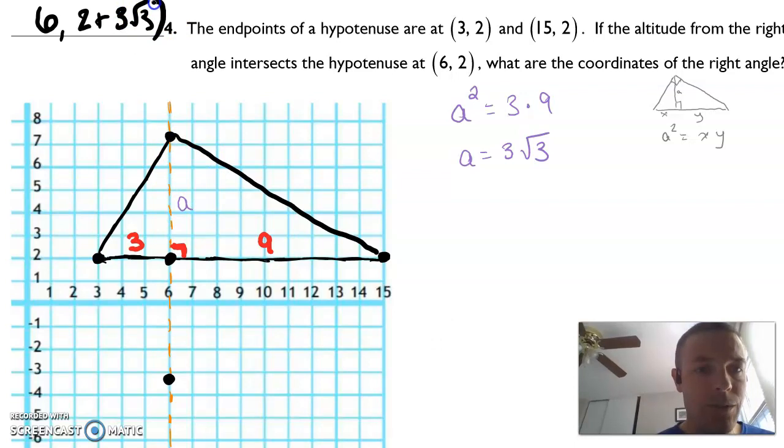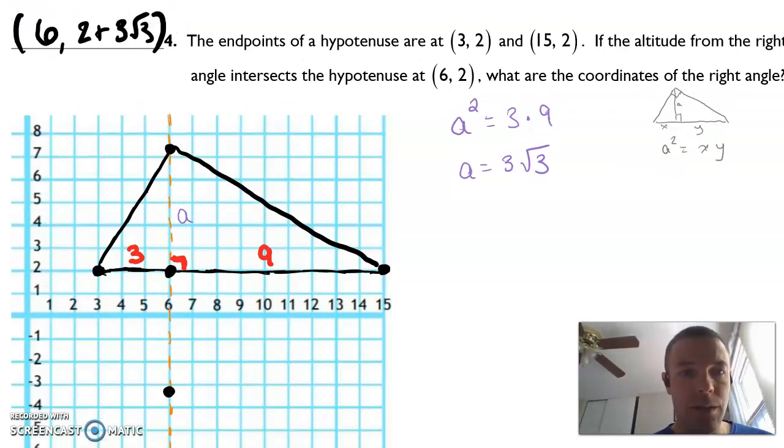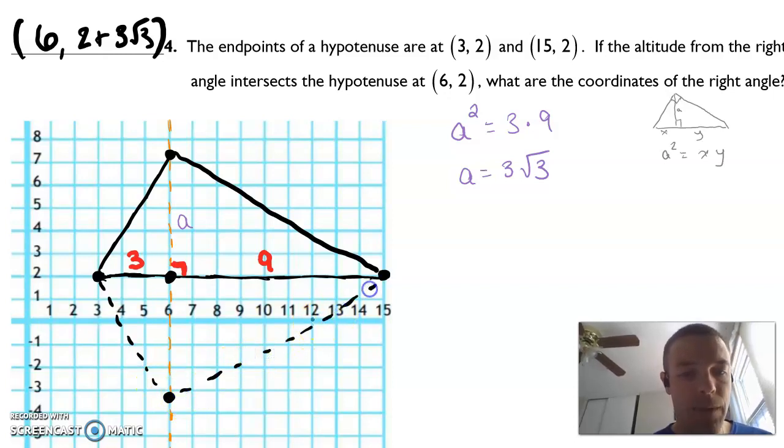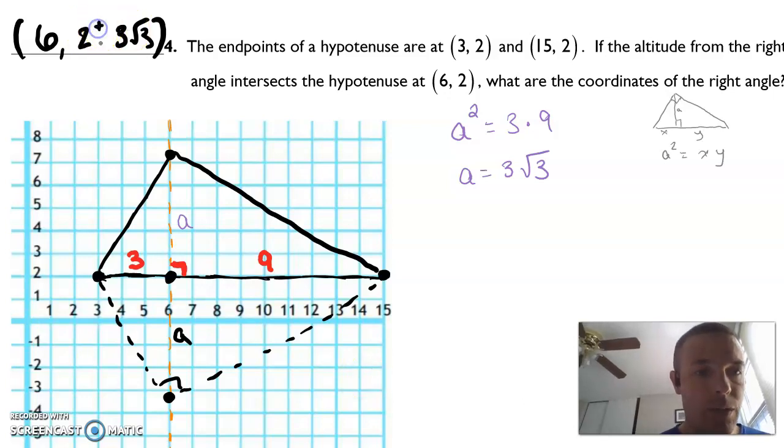But that's only one possible answer. Okay? We also have the option of going 5.2-ish units below and having that right triangle come down here. That would also be a right triangle. That would also be an altitude that has that same length. So in this case, I can change this. It's not just 2 plus that, it's 2 plus or minus 3 root 3.